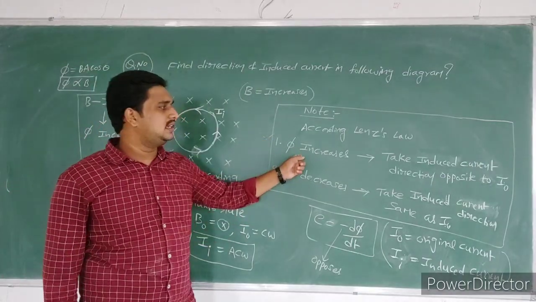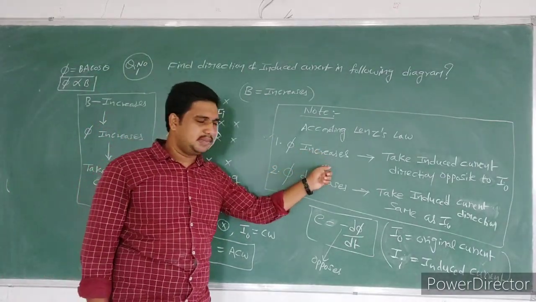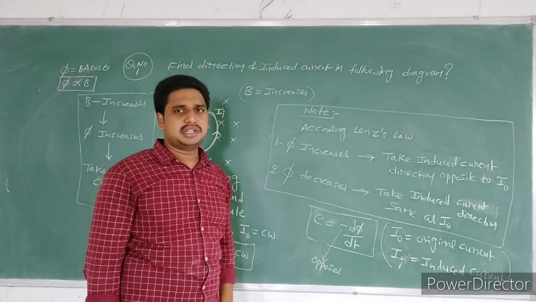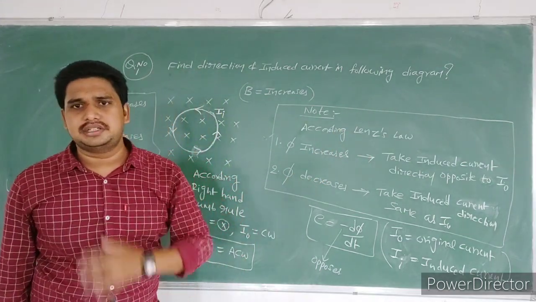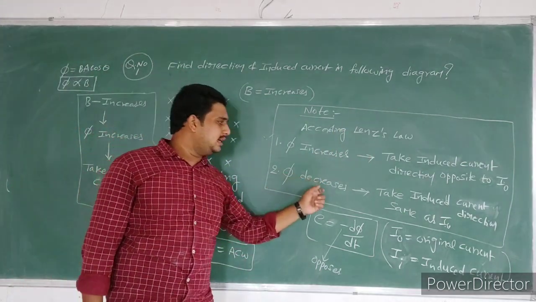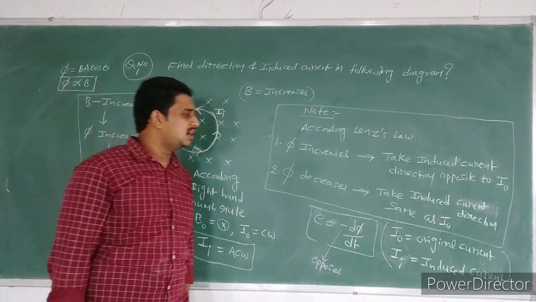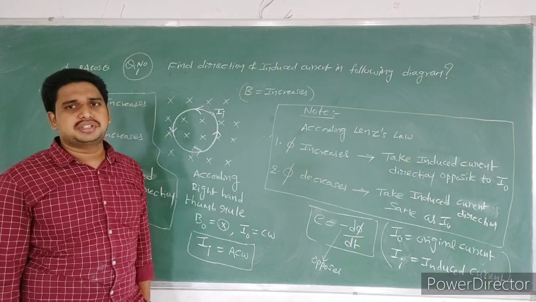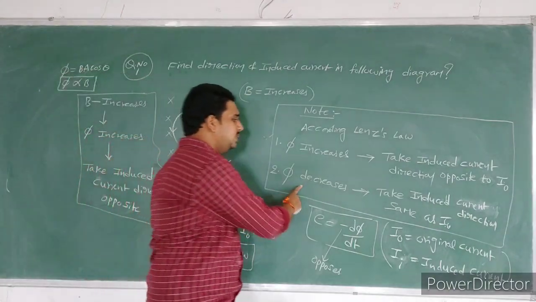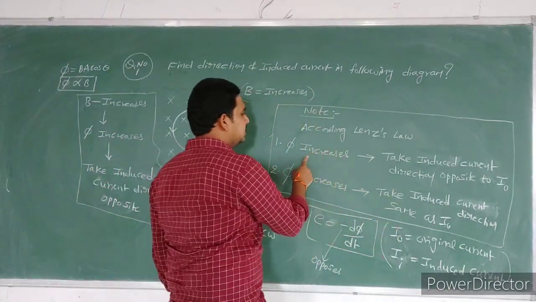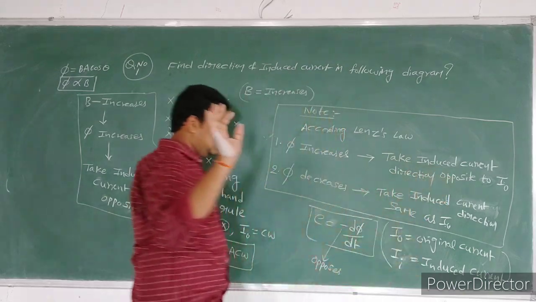First of all, if flux increases, take the induced current direction opposite to the original current direction. And if flux decreases, take the induced current direction the same as the original current. So decreases means same direction, increases means opposite direction. Just keep it in mind.